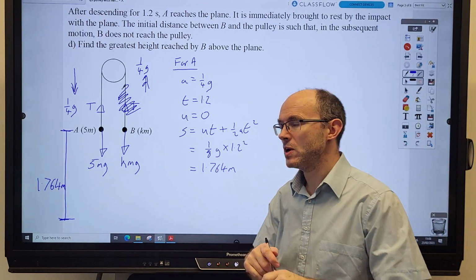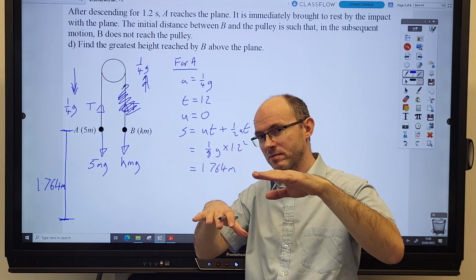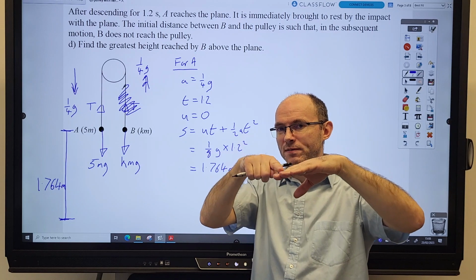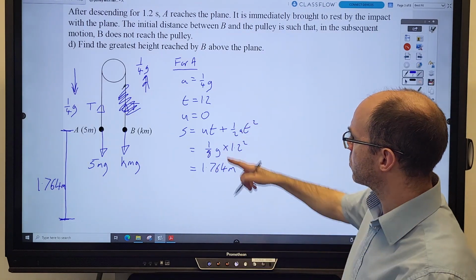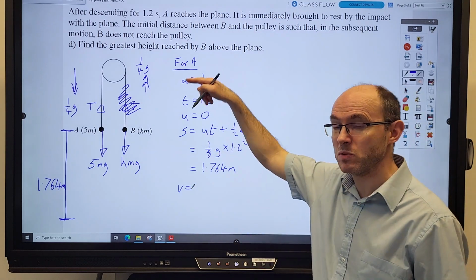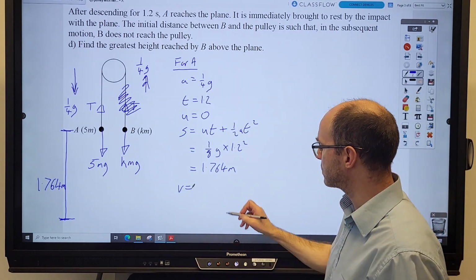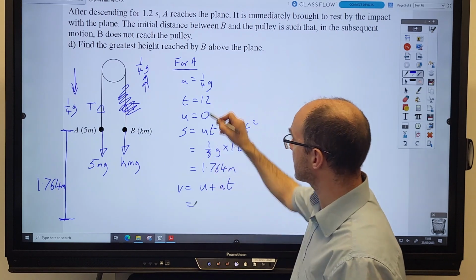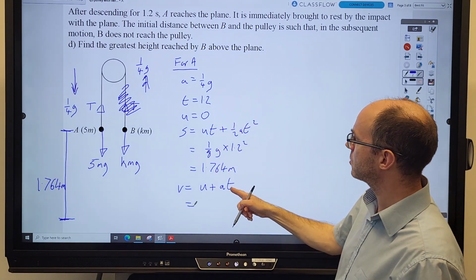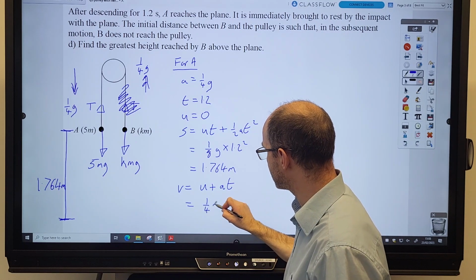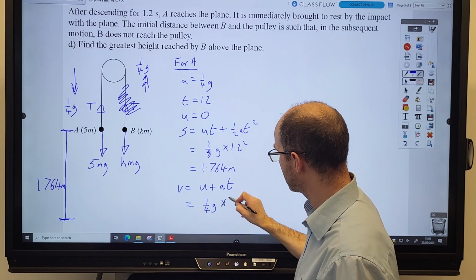So when A hits the ground, it'll hit the ground at the same speed as when B starts that initial phase of moving freely under gravity. So what I want to do is work out what the final speed is, the speed at which A hits the ground. For that, I'm going to use v equals u plus at. Same bits of information: u is 0, a is a quarter g, and t is 1.2.